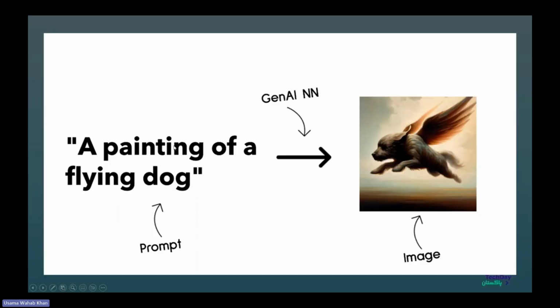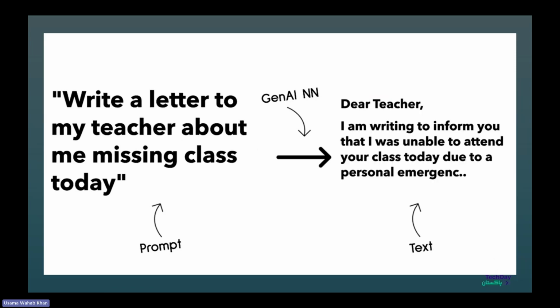Here's one example: painting of a flying dog, and that will be my prompt. I send that to an AI neural network, which is an LLM, and it's probably going to generate something like that. This particular concept across generative AI is very common. Another example is that I can ask AI to write a letter to my teacher for missing class. You can do the same thing within a Copilot. You might have seen so many examples in the past.